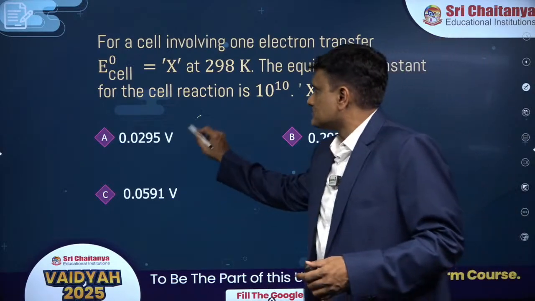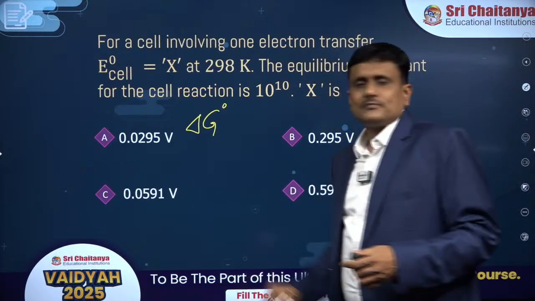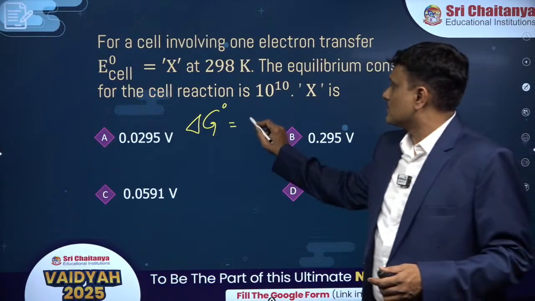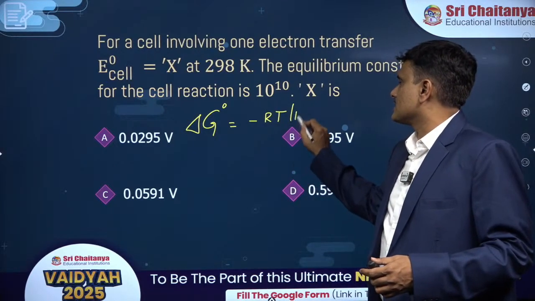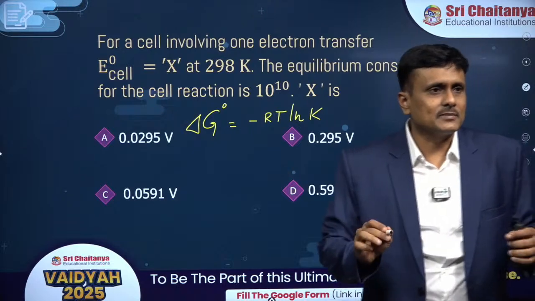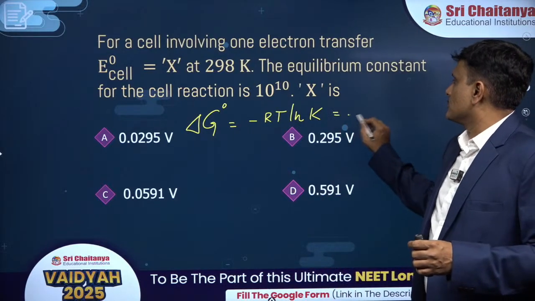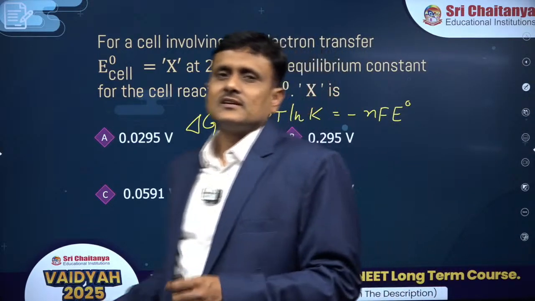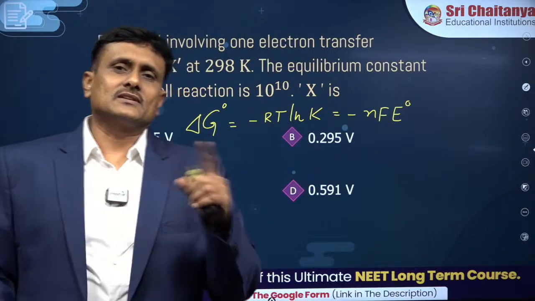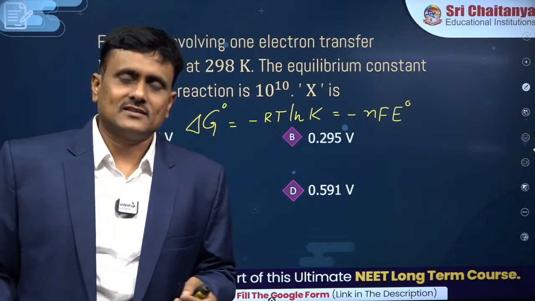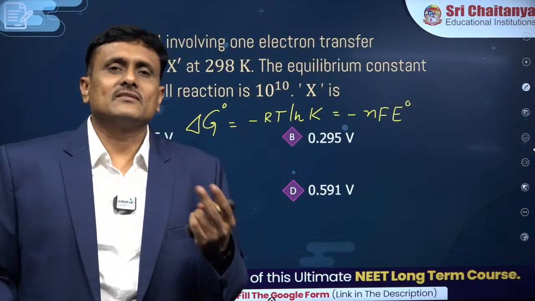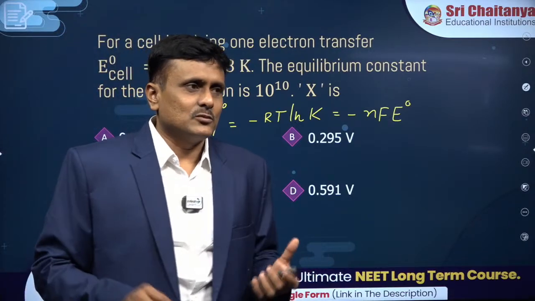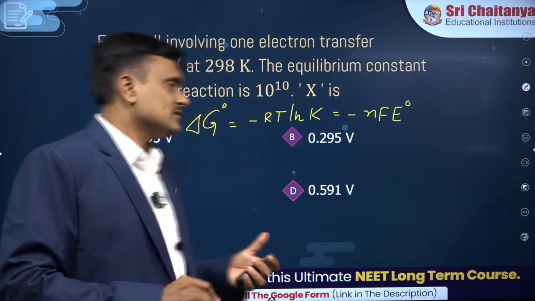Listen now. Delta G naught, that is the second law of thermodynamics, equals minus RT natural logarithm of the equilibrium constant, which equals minus nFE naught, electrochemistry. One equation has the connection of all three chapters, which are very, very important: two from first year, two from 11th, one from 12th. So this is a question which is frequently seen in most of the exams, so let's not waste it.